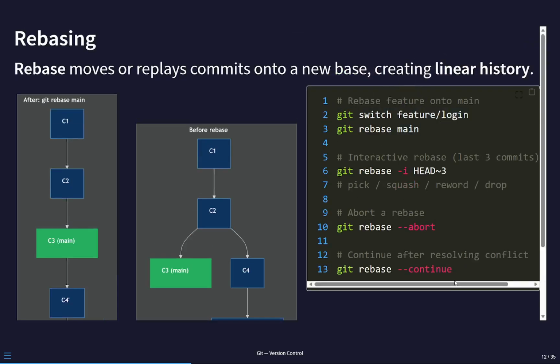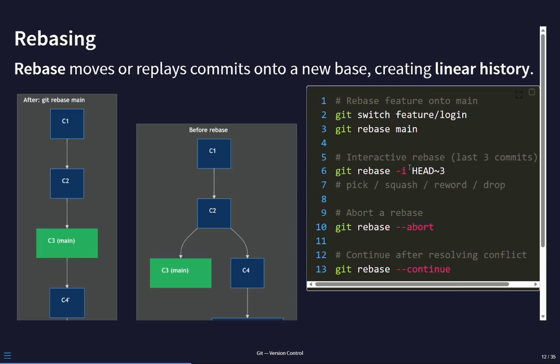If there are conflicts during replay, Git pauses, and you resolve them. Run git add, then git rebase --continue. If you want out entirely, git rebase --abort restores everything to where it was. Interactive rebase with git rebase -i HEAD~3 opens an editor where you can reorder, squash, or drop the last 3 commits. We have a dedicated slide for that later.